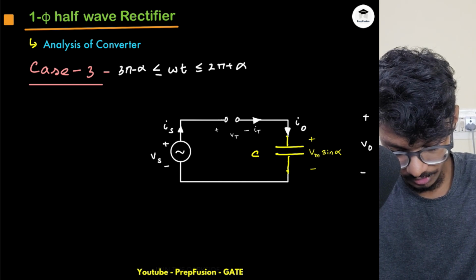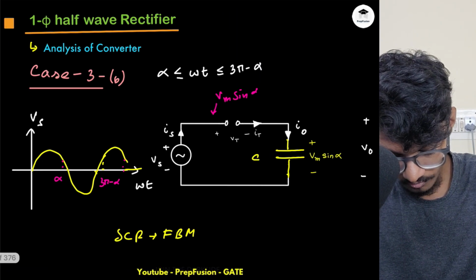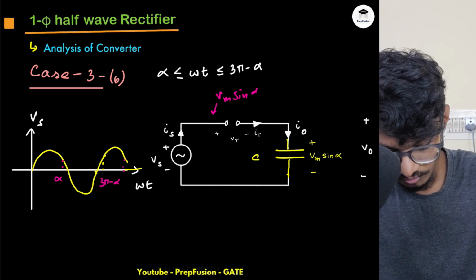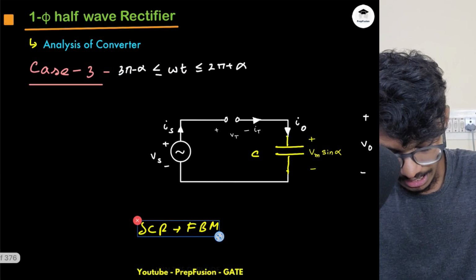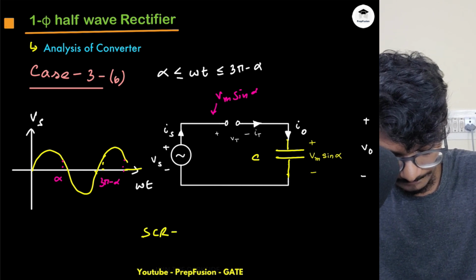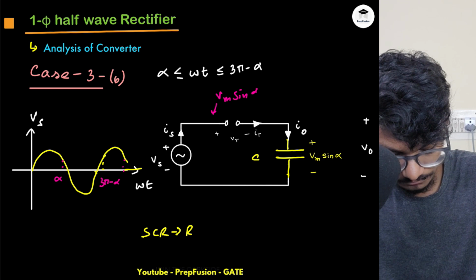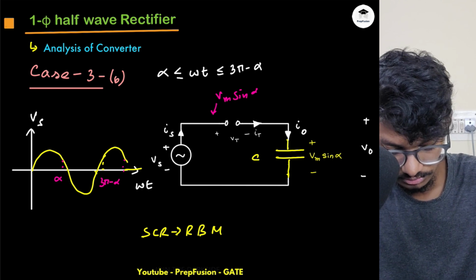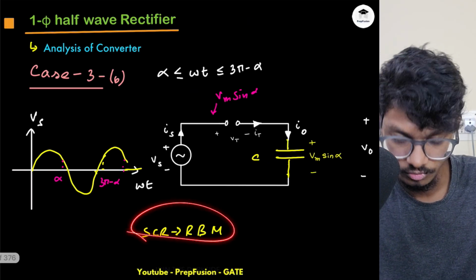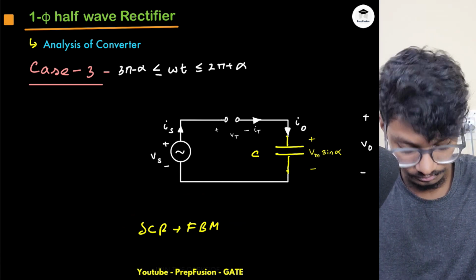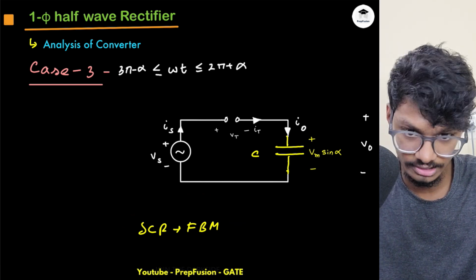And 3 pi minus alpha, 2 pi plus alpha. So okay, now from 3 pi minus alpha, the SCR is in forward blocking mode in this region, and the SCR is in reverse blocking mode in this region, right? Okay, and the SCR is in forward blocking mode here. So the SCR will still be off here.